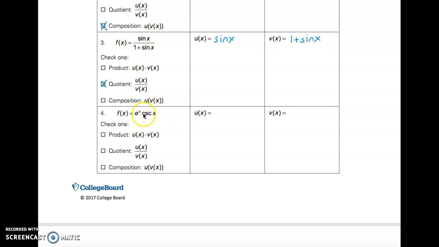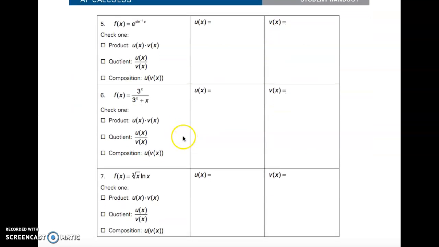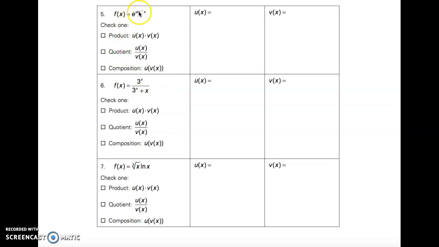This one I have e to the x times cosecant, so that's a product. My first function is e to the x, and my second is cosecant. All right, got a couple more. I have e to the sine inverse of x. That's actually a composition of functions, right? My sine inverse is inside of my e function. So my outer is e to the x, and my inner is sine inverse of x. Oops, I never put parentheses around that.